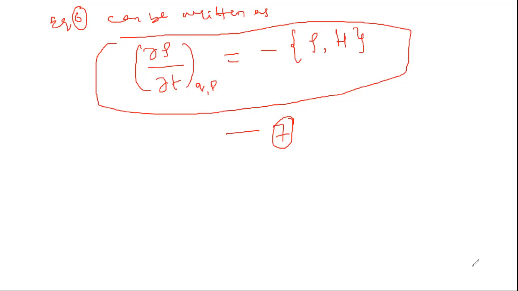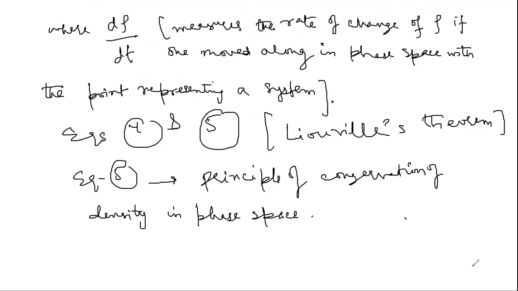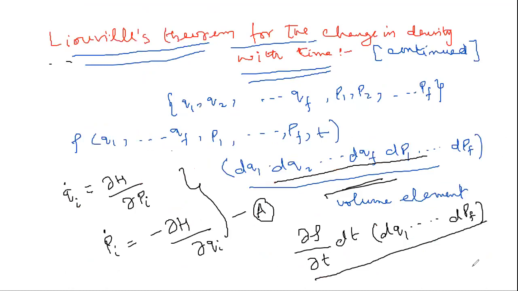Now, before stopping, let me summarize. If we have an isolated system characterized by F generalized coordinates and F generalized momenta, that means it has F degrees of freedom, then we can conceptualize an ensemble of such systems, and the situation of that ensemble in the phase space will be described by a density function. Each system, meaning each point in the ensemble, will move according to Hamilton's equations of motion, which will lead to a change in density with time.